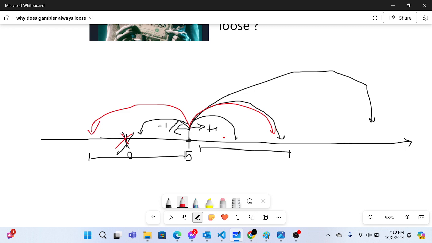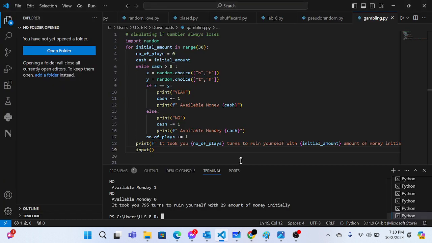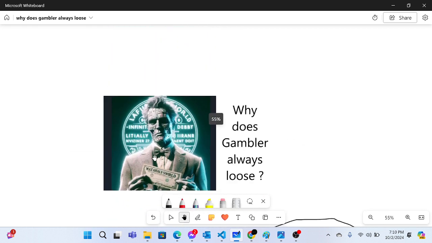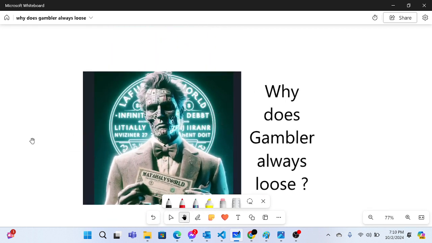So anyway, I hope you enjoyed the simulation, and you got to know the fact that you are always going to lose. So just do not ever gamble. Gambling is really dangerous, guys. If you gamble, you will be like him, very poor.